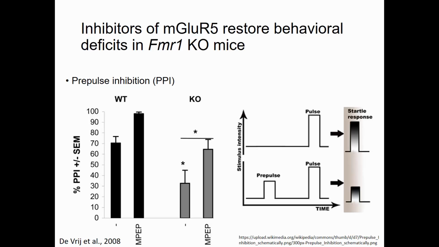And in a lot of disorders, Fragile X syndrome especially, and other things like schizophrenia, it's been found that in these patients the startle response isn't as inhibited if you give the pre-pulse. So you can see the PPI, the pre-pulse has less of an effect in the knockout. However, if you treat it with MPEP, this restores back to the wild type levels.